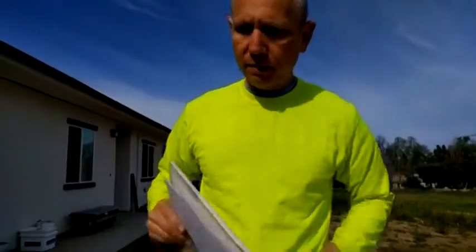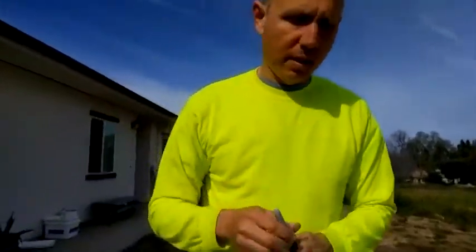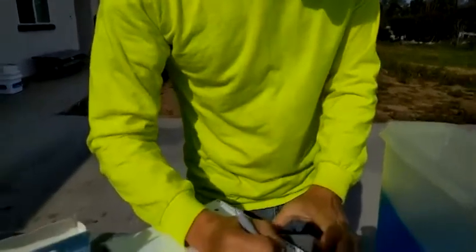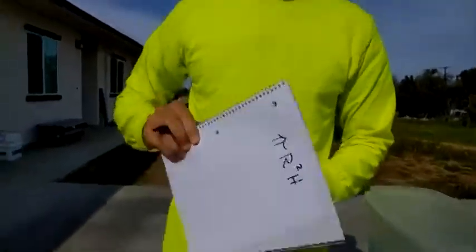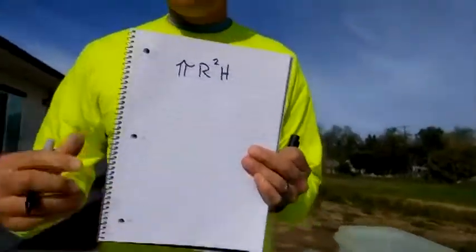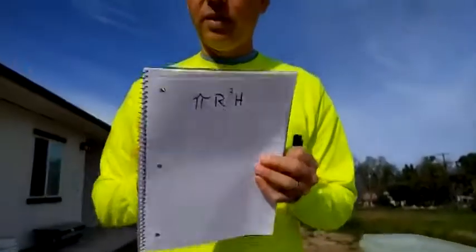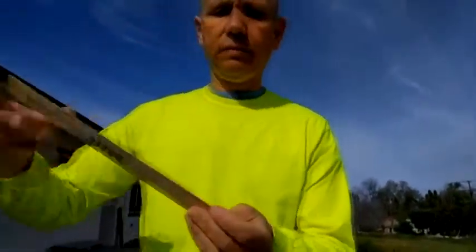Now, there's an equation for this that we can use to calculate the volume of a cylinder. The volume of a cylinder is pi r squared h. That's the equation to find the volume of a cylinder. So what we need is the height of it in centimeters.